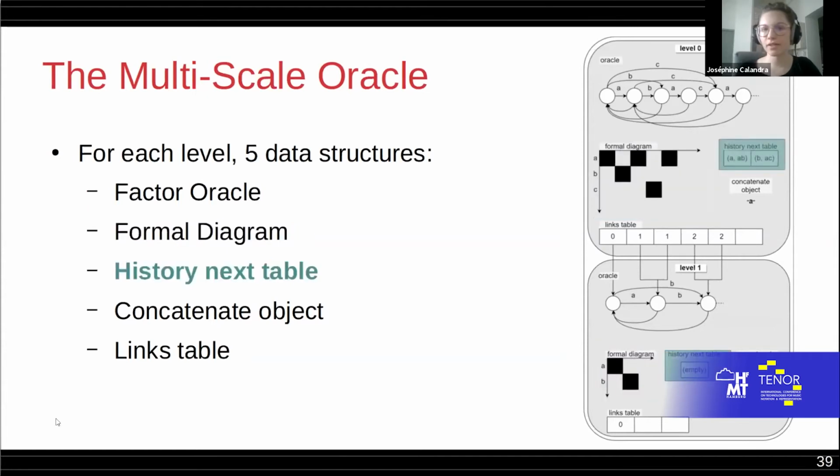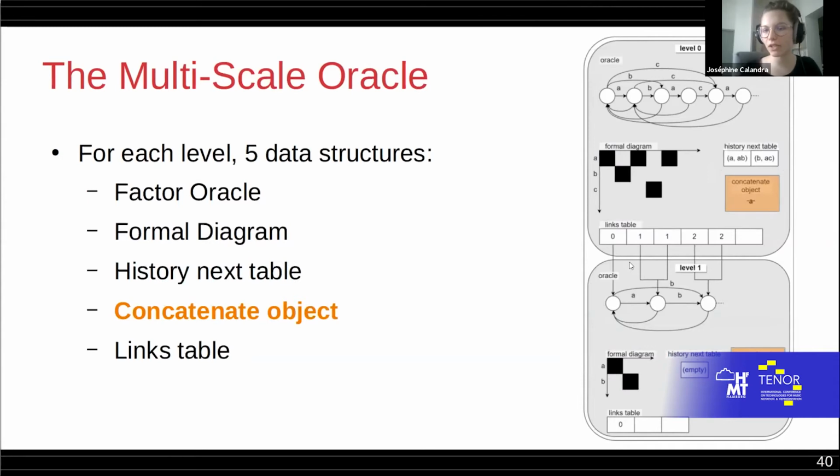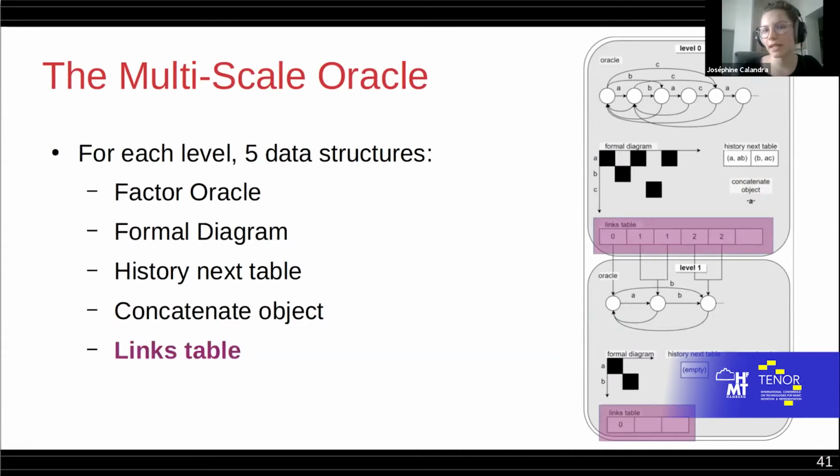It instantiates the history next table that stores couples that correspond to a group of segmented objects with their associated higher level label. And there is the concatenated object that corresponds to the currently listened object that the system concatenates since the last structuring operation. So it constitutes the higher level object under construction. Finally, the links table links the concatenated lower level object to the corresponding upper level object here.